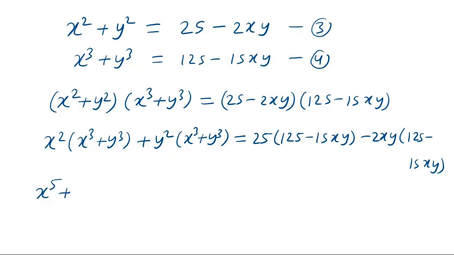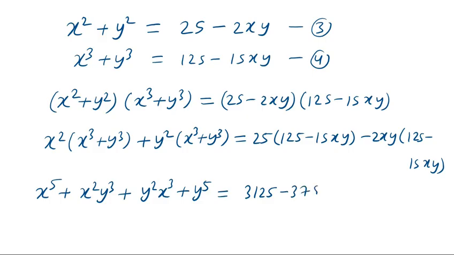Now in the left hand side, x^2 multiplied by x^3 gives x^5, plus x^2 multiplied by y^3 gives x^2y^3, plus y^2 multiplied by x^3 gives y^2x^3, plus y^2 multiplied by y^3 gives y^5. And this is equal to 25 multiplied by 125, which gives 3125, and 25 multiplied by minus 15xy gives minus 375xy, minus 2xy multiplied by 125 gives minus 250xy, and minus 2xy multiplied by minus 15xy gives plus 30(xy)^2.